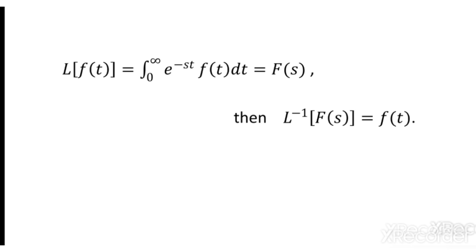And also we can say f(t) and F(s) form a transform pair. That is, if I know F(s), I can convert back to f(t), that is, L inverse of F(s) equals f(t), where L inverse is the inverse Laplace transform.